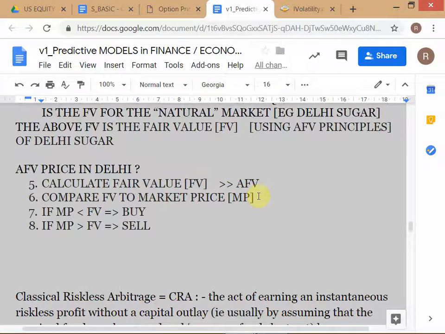Okay, now we've already computed the fair value is 65. Okay, and then we compare fair value to market price. Okay, and the market price in this case is greater or lesser? Is greater. The market price is 75 and the fair value is 65. So therefore our decision is sell. In the natural market we will be selling.